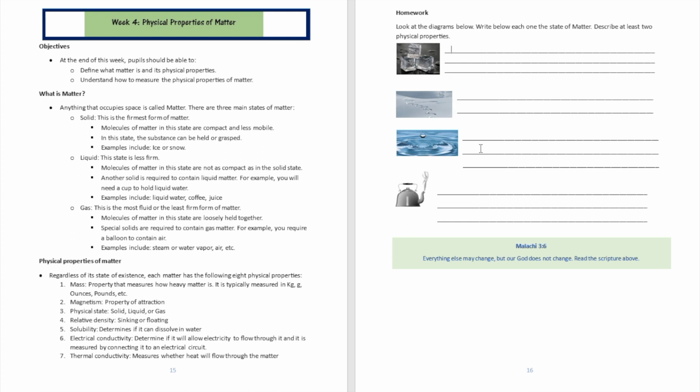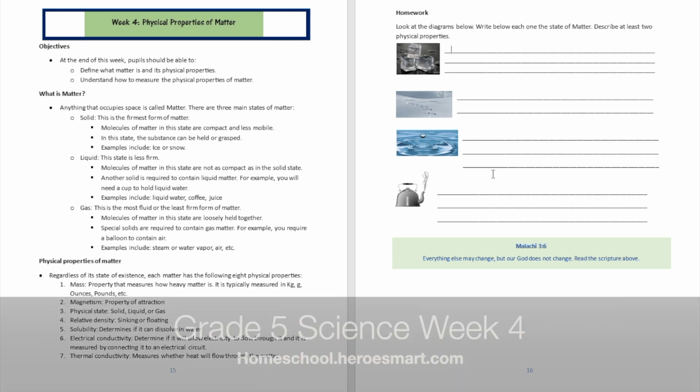What about here? This looks like water, which is liquid. You're going to write it down. And of course, this is going to be water vapor, which is the gaseous aspect of water. So please take advantage of that.